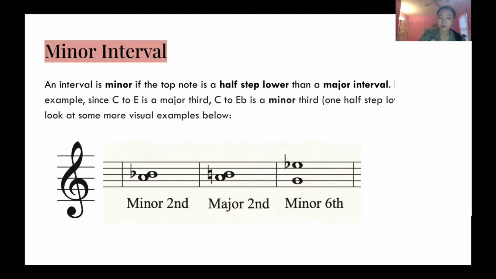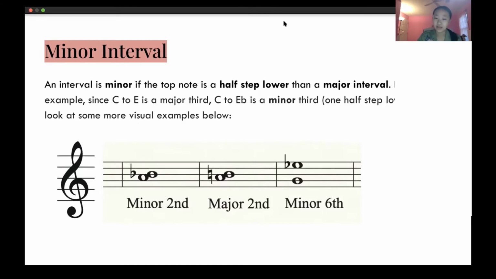Okay, so let's look at some more examples below. So we know that the second note of an A major scale is B. So A to B would be a major second. And then B flat is a half step lower than B. So A to B flat would be a minor second. Does that make sense? Thumbs up.